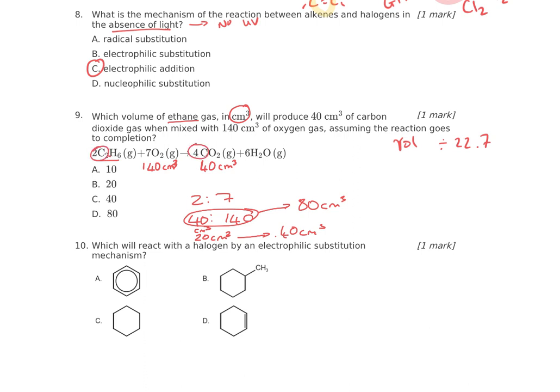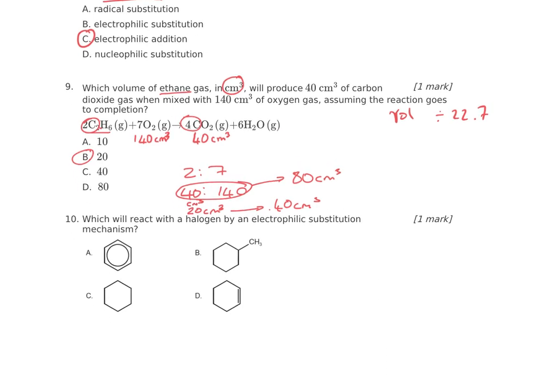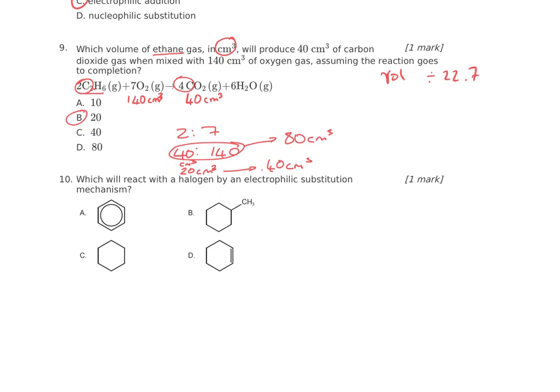Okay, so to react with all the oxygen, so the oxygen must be in excess, so we need 20 centimetres cubed of the ethane. Okay, bit of a tricky question there, that could have caught you out very easily.